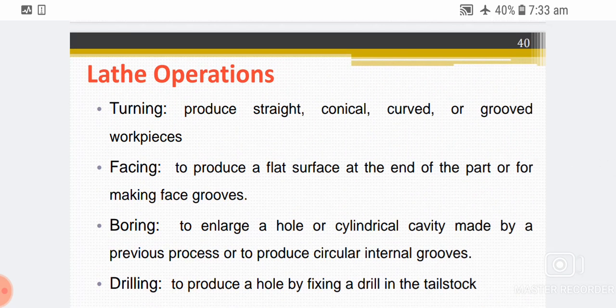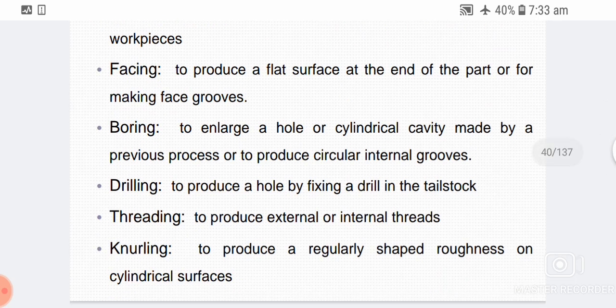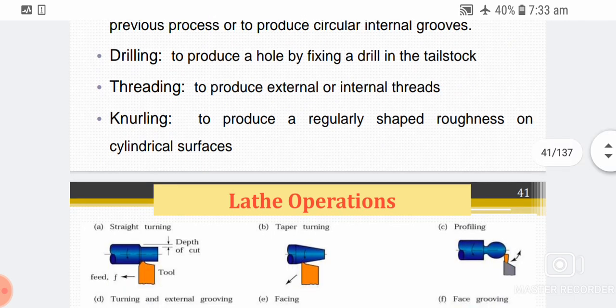Related to one small revision. Turning produces straight, conical or curved shapes in the workpiece. Facing, to produce a flat surface, making the face groove. Another one, boring, to enlarge the hole from the previous process or to produce a circular internal groove. Drilling, to produce a hole by fixing a drill in the tailstock. Threading, to produce an external or internal thread. Knurling, to produce a regularly shaped roughness on a cylindrical surface.